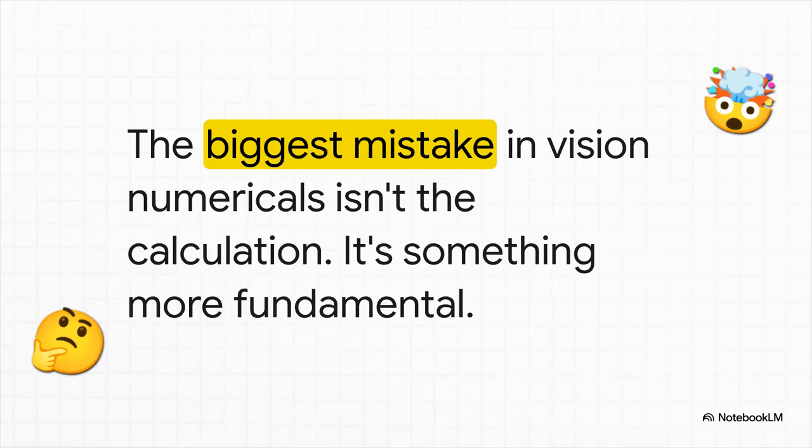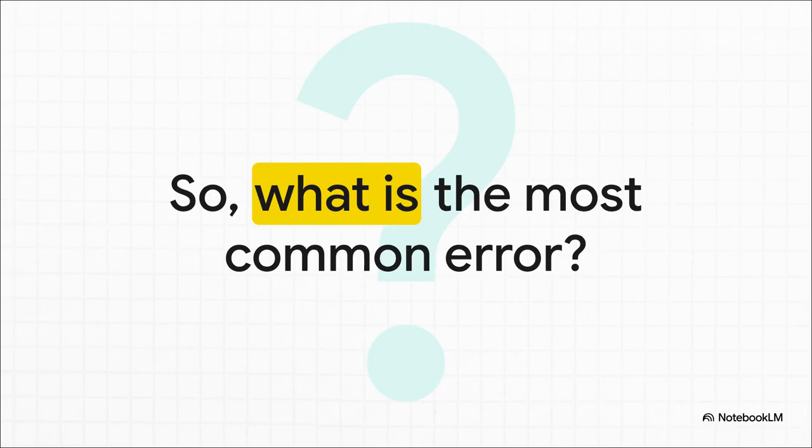Now, I want to tell you something really important. The biggest mistake that most students make when they're solving these numericals, well, it isn't in the calculation. It's not about messing up the lens formula, believe it or not. So what is it then? The most common error, the one that causes you to lose all your marks, is choosing the incorrect type of lens right at the very beginning.